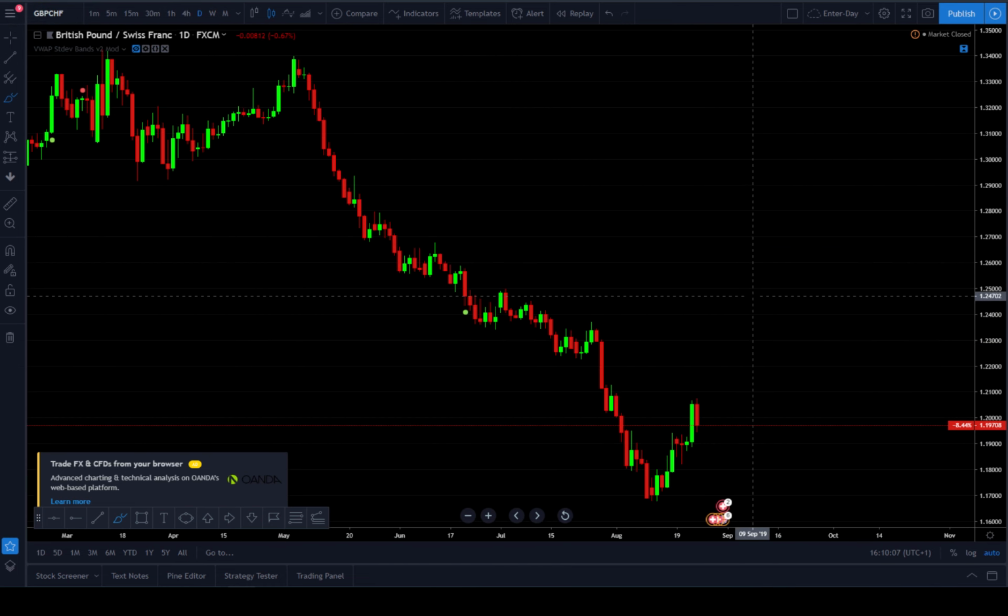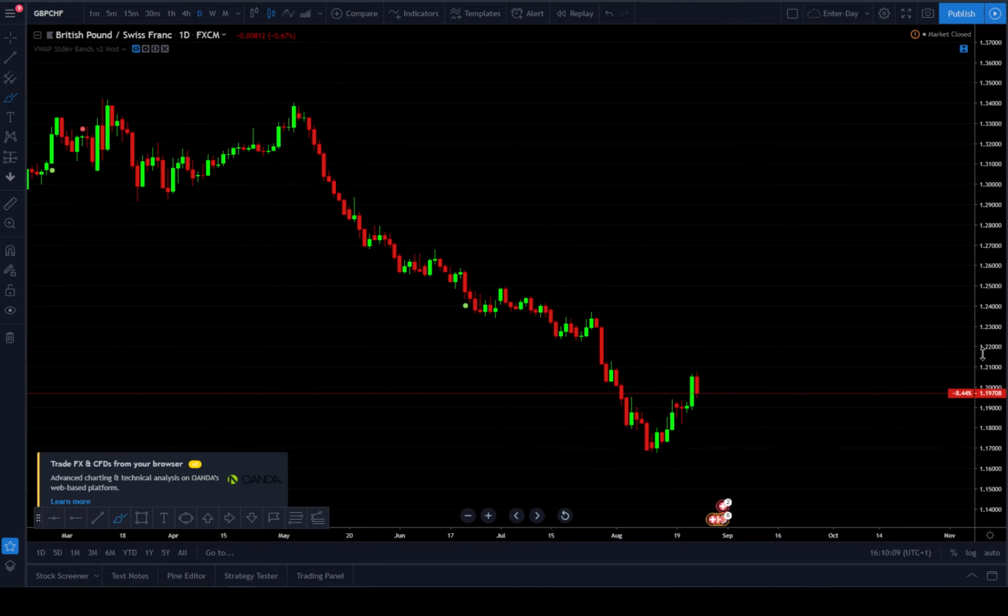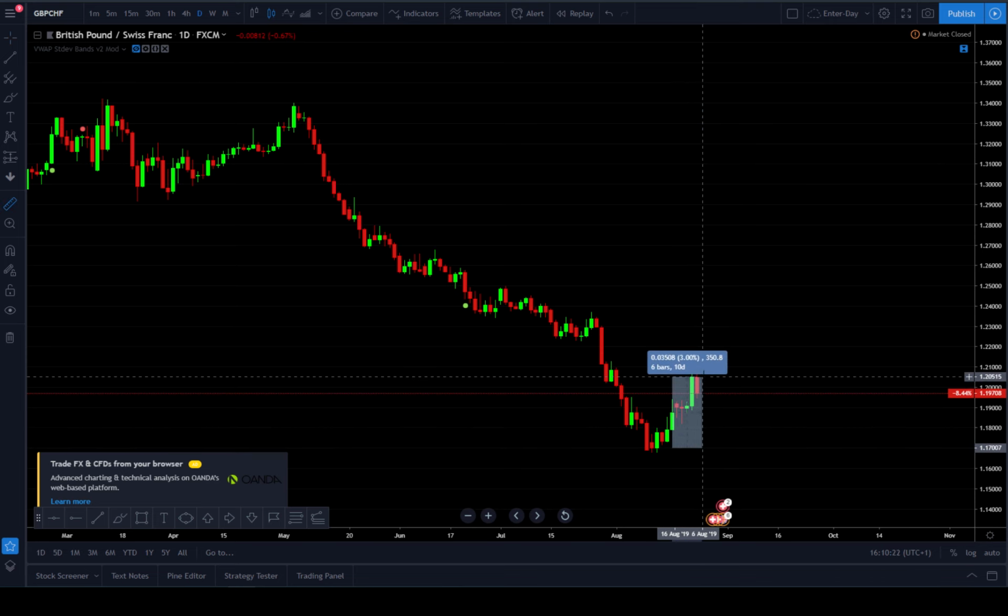Pound Swiss. I don't really trade it much. It doesn't really move much as the rest, so I'm going to just analyze it quickly. Sorry if I don't trade it much, you guys, because it's not as much of a mover as the rest of the pairs.